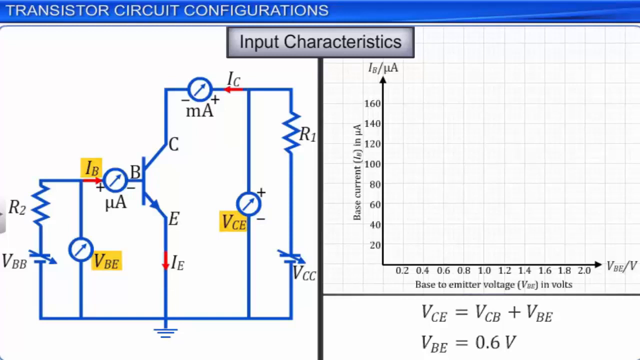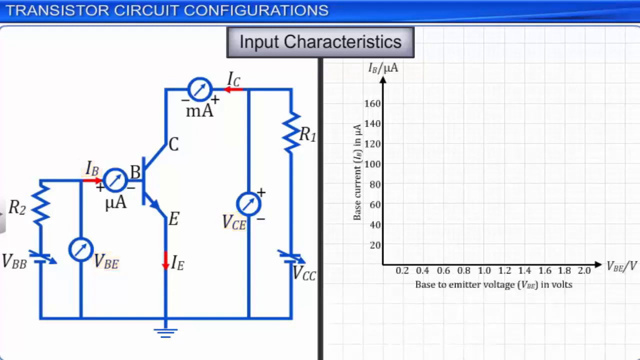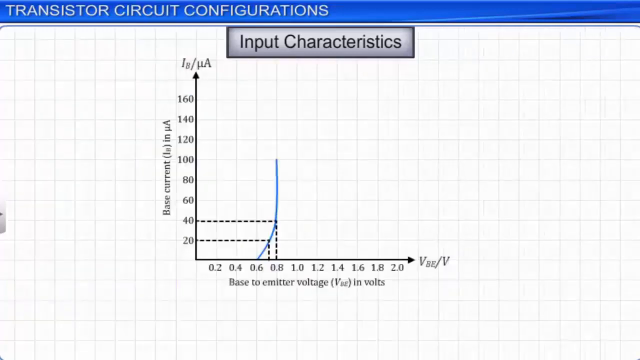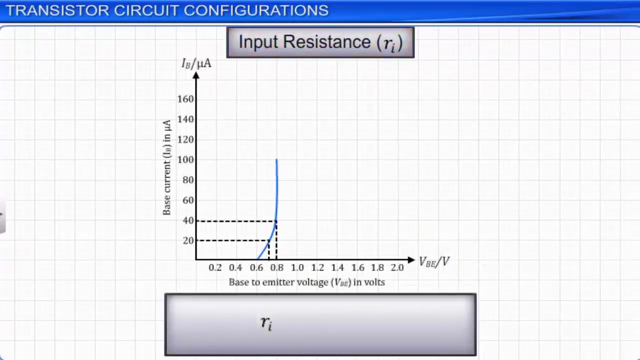The input characteristics can be used to calculate the input resistance. The input resistance, Ri, is defined as the ratio of the change in the base-emitter voltage, delta VBE, to the resulting change in the base current, delta IB, at a constant collector-emitter voltage VCE. The input resistance is referred to as a dynamic resistance and is of the order of a few hundred ohms to a few thousand ohms.